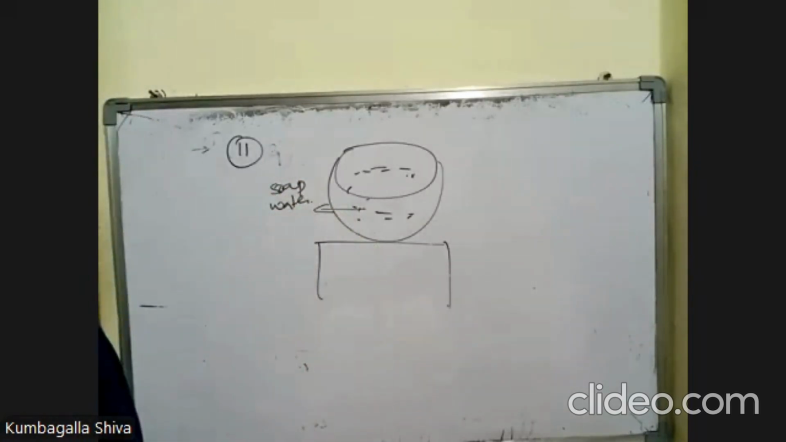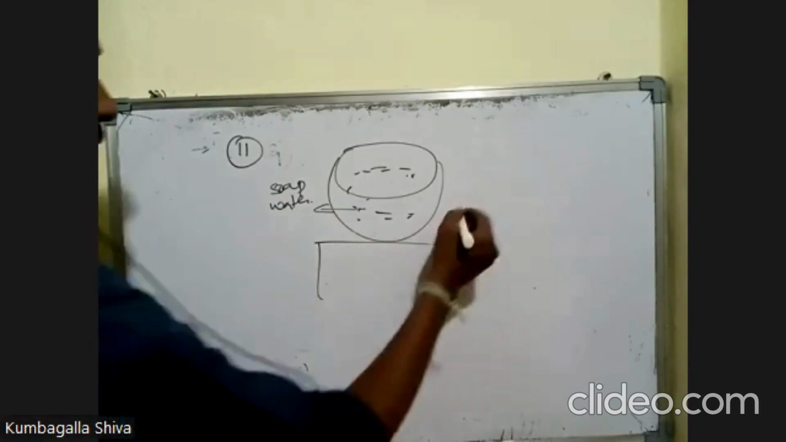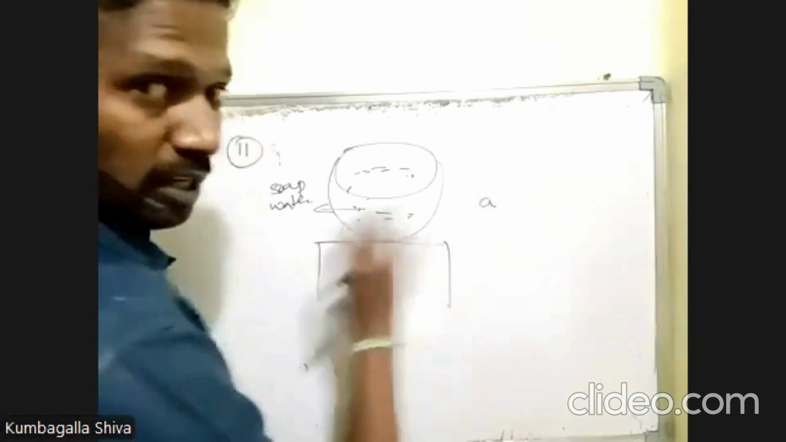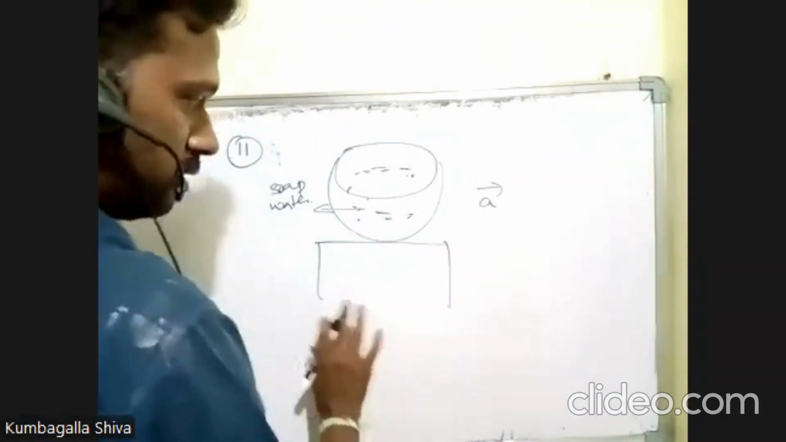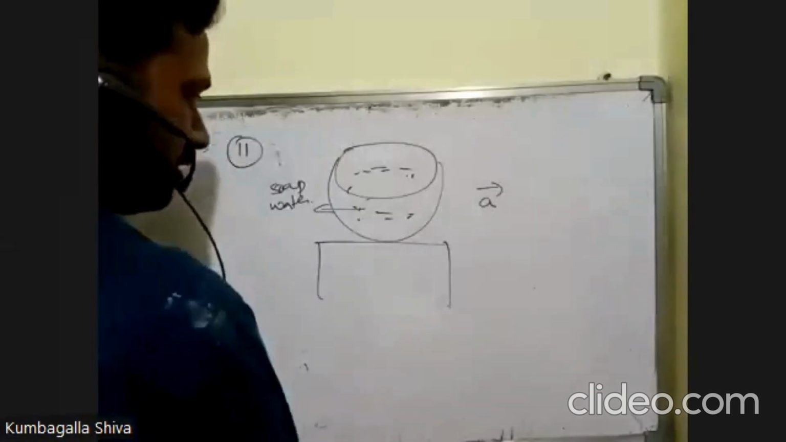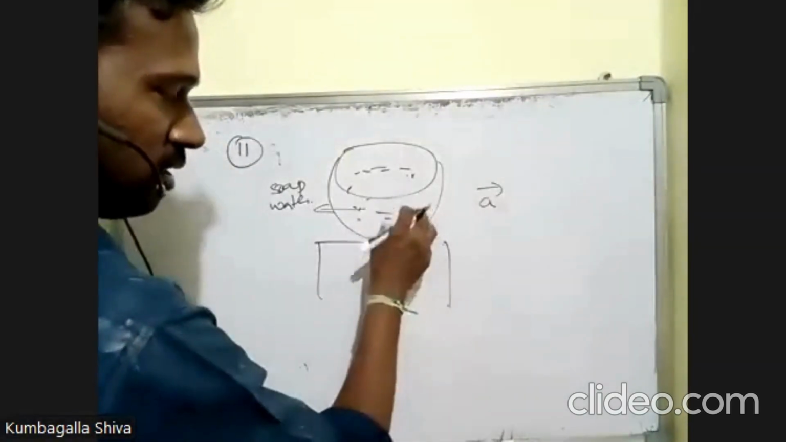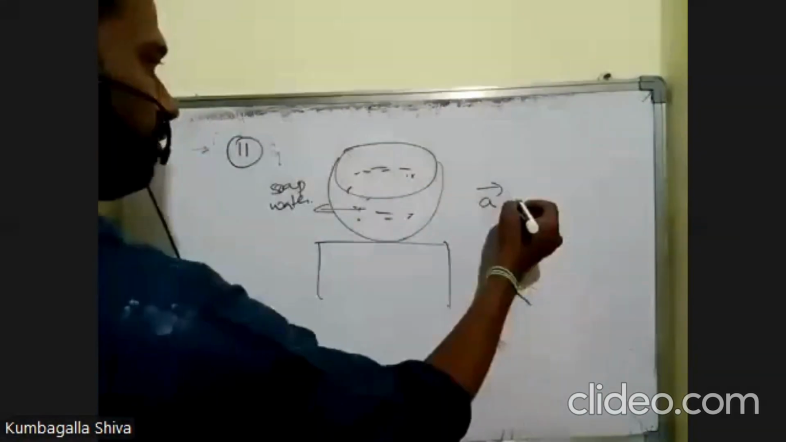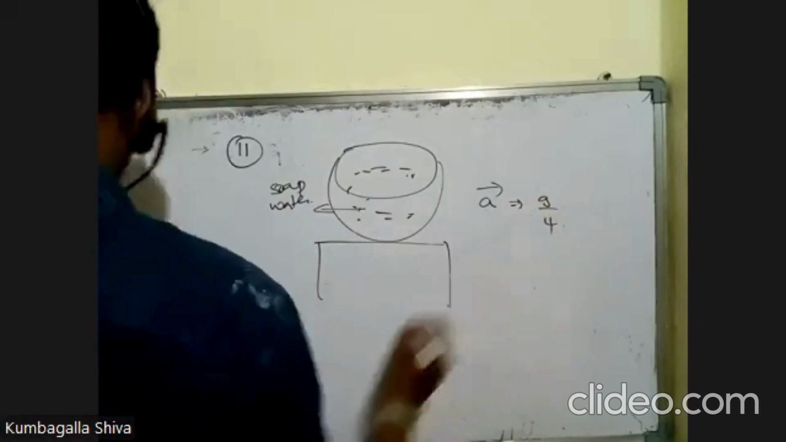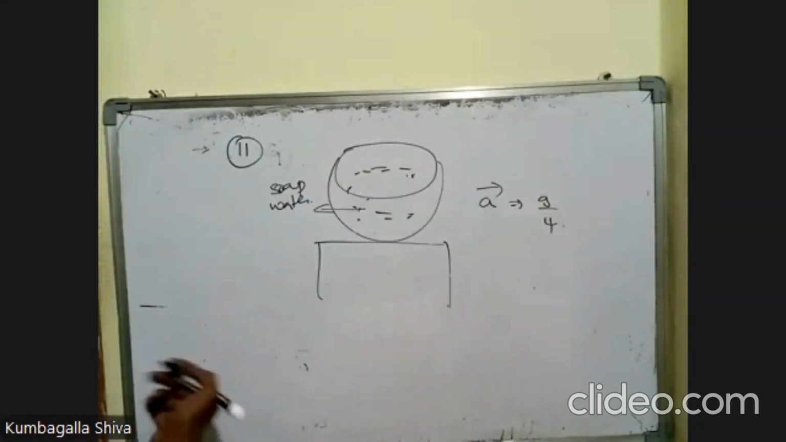Right. Now, if the train is moving, even this vessel is also moving. The system is accelerating, so this system will have an acceleration. What is that? It is given as g by 4. Now the angle made by the surface.